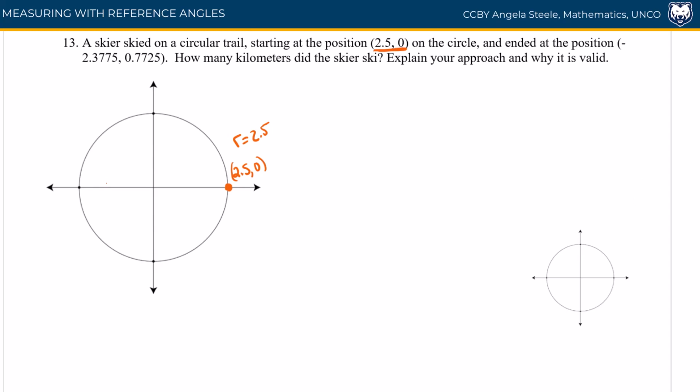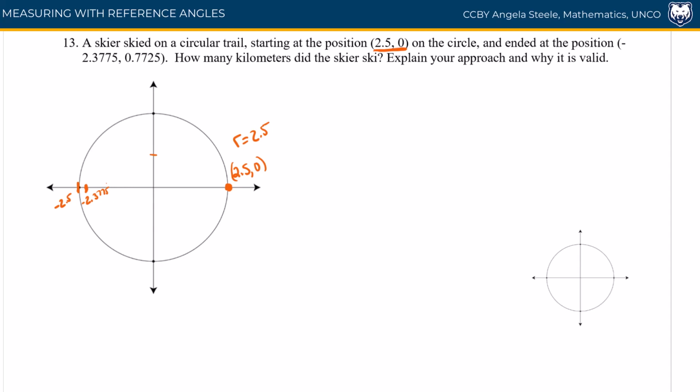So let's go ahead and plot that on our graph. We know this point right here has our radius of negative 2.5. So if we're at negative 2.3, that means we are super close to that negative 2.5. So there's negative 2.3775. Okay, and then the y value is 0.7725. It's positive, so that means we're going to be up here.